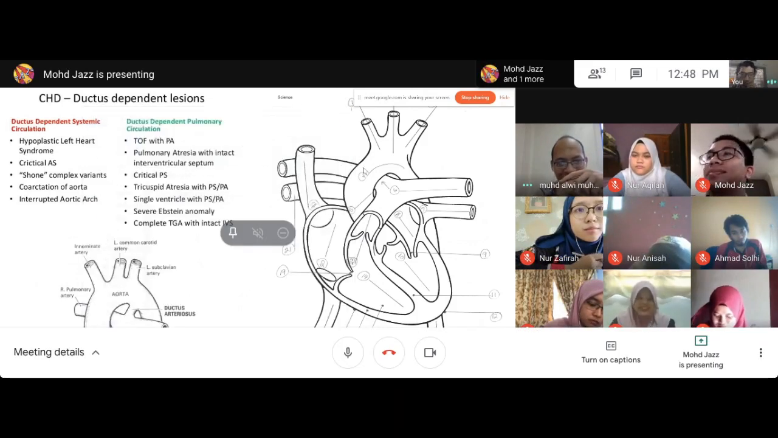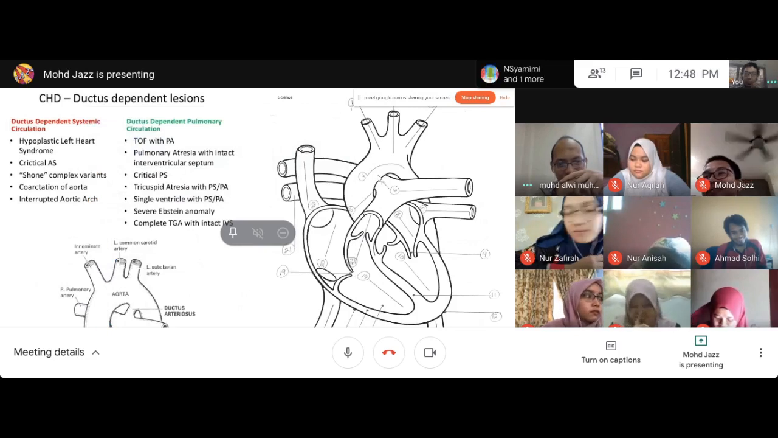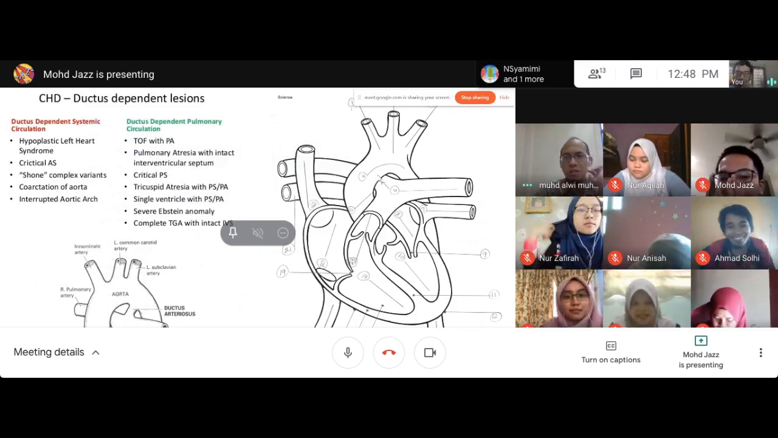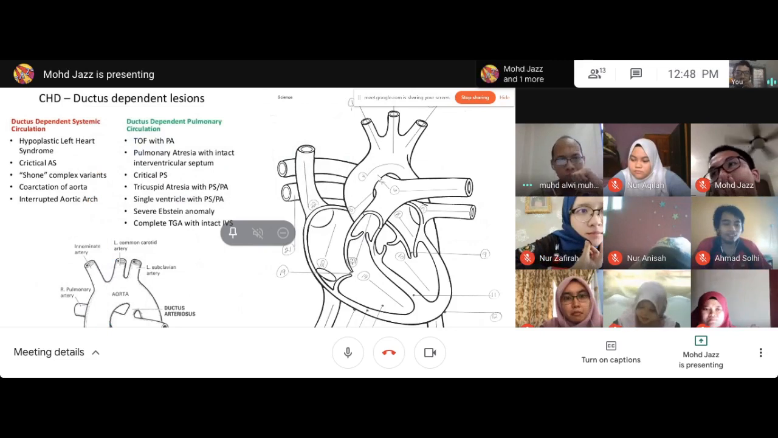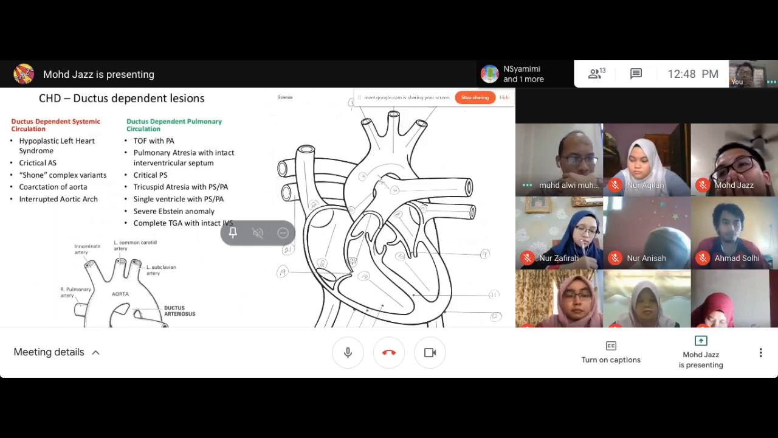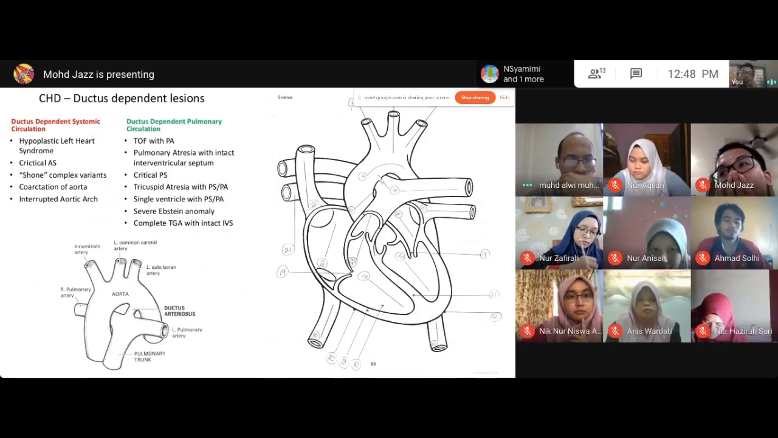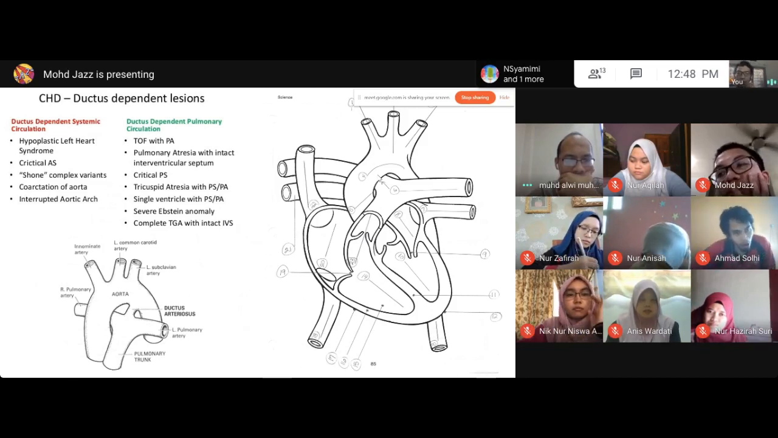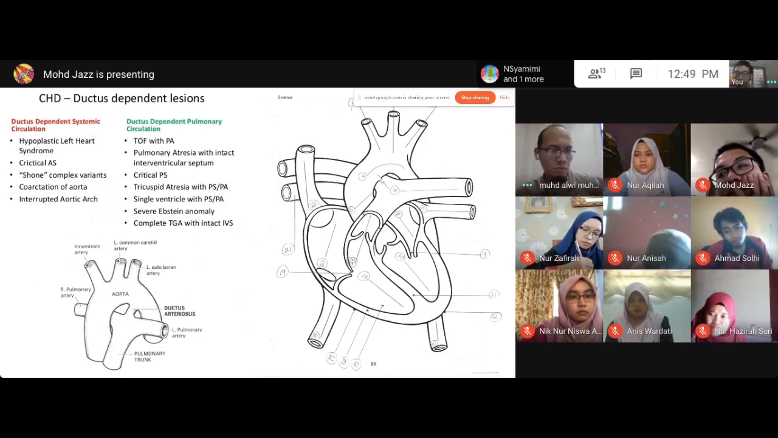Alright. Okay. So largely, it can be divided into ductus-dependent systemic circulation and also ductus-dependent pulmonary circulation. In other words, the systemic circulation would rely on the shunting to occur in order to provide the systemic perfusion, whereas the ductus-dependent pulmonary circulation relies on the patency of the ductus arteriosus in order to supply the pulmonary circulation. So these are the list of pathology. Most of them are already covered by Zafira and Akila. However, I will only touch a bit about those that have not been covered yet.